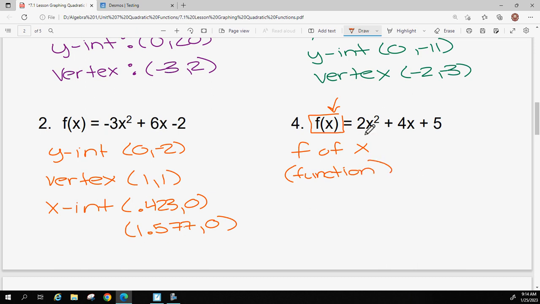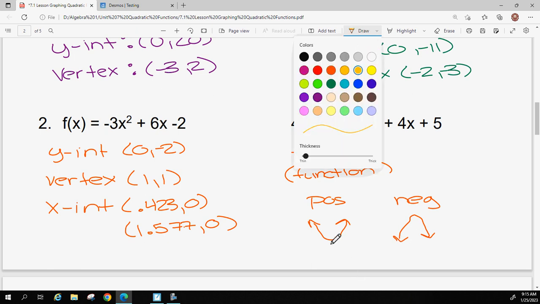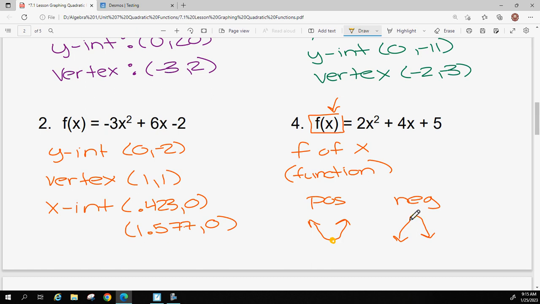When the number in front of the x squared is positive, it opens up. When it's negative, it opens down. And the vertex is the place where the curve turns. That's our vertex. The x-intercept is the place where it crosses the x-axis. Sometimes there's 1, sometimes there's 2, sometimes there's none. The y-intercept is the place where it crosses the y-axis.